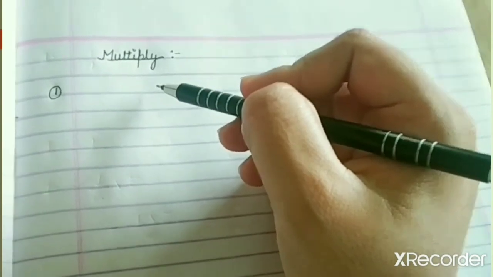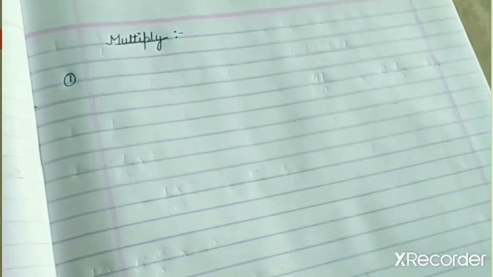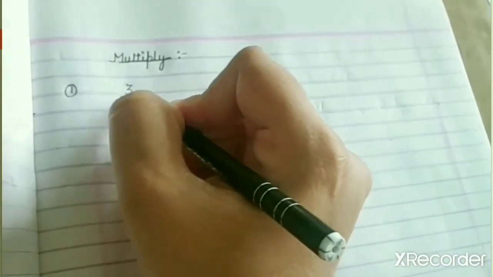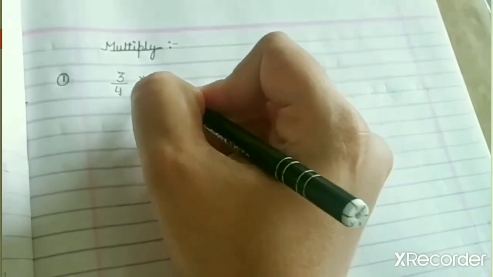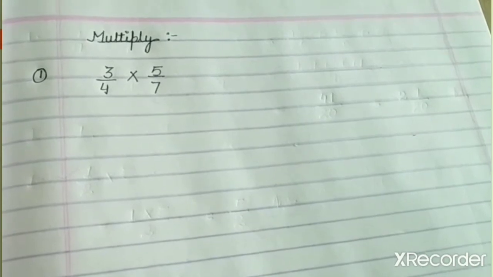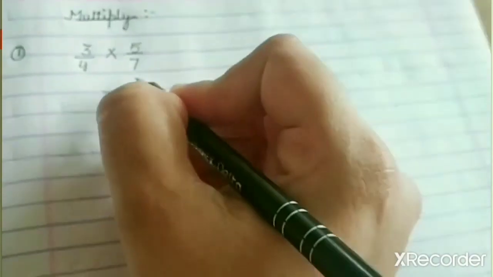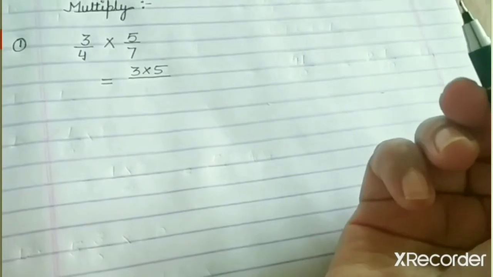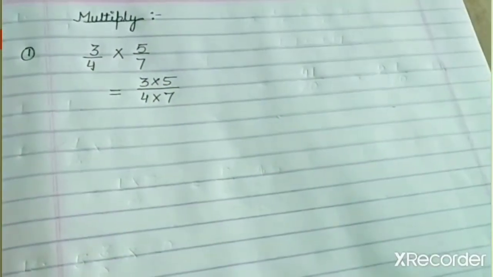Now this is multiplication of a fraction by a fraction. For this you have to take two fractions and multiply both of them. The first fraction is 3 upon 4 multiplied by 5 upon 7. These are the two fractions, 3 by 4 multiplied by 5 by 7. Now the simple rule is you have to find the product of the numerators, that is 3 into 5, and the product of the denominators, that is 4 multiplied by 7.